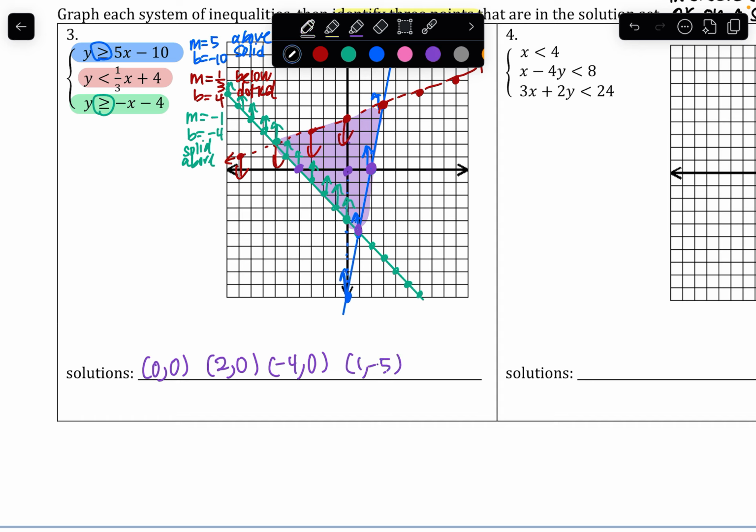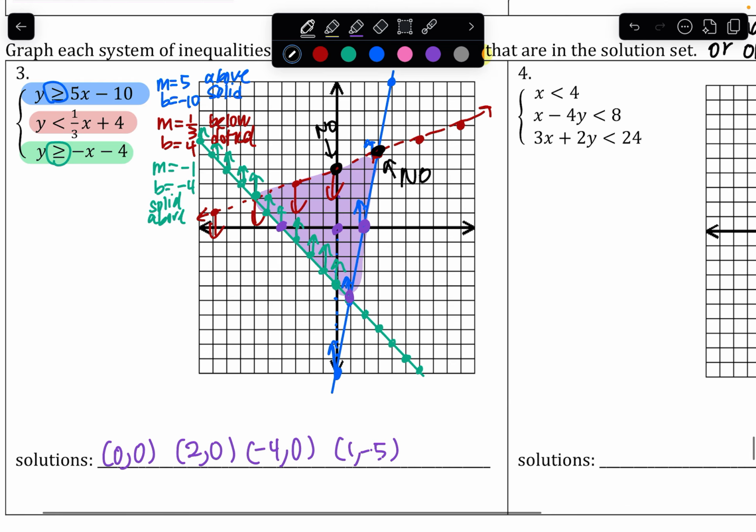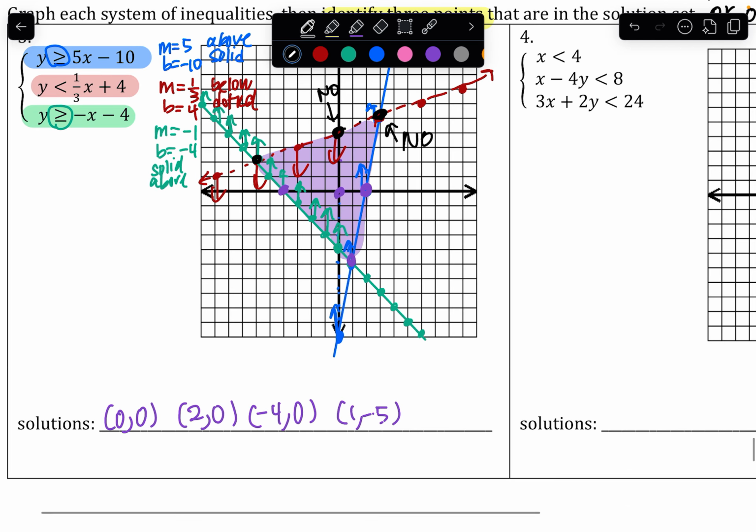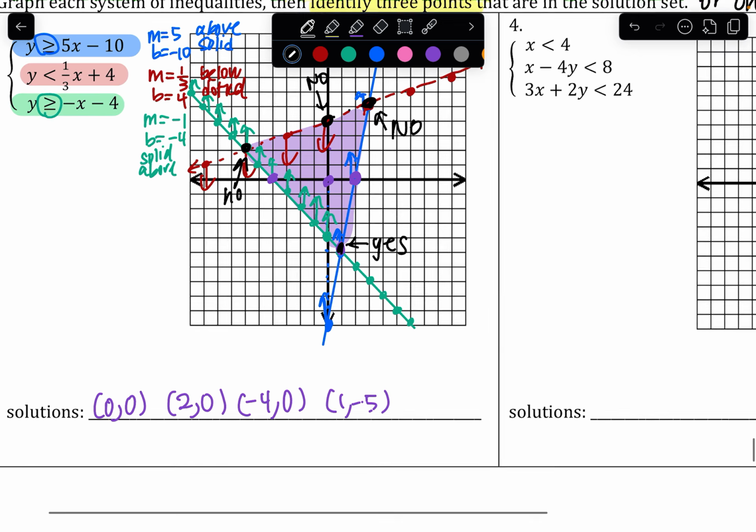And so some points that you could not pick is anything on a dotted line. You can't pick even this intersection because it's not on a solid line. If it lands on a dotted line at all, it is not a solution. So this one, not a solution. And a lot of people will fall for that. This one would be a solution. It's only on solid boundaries.